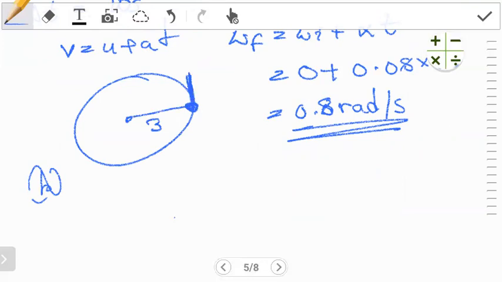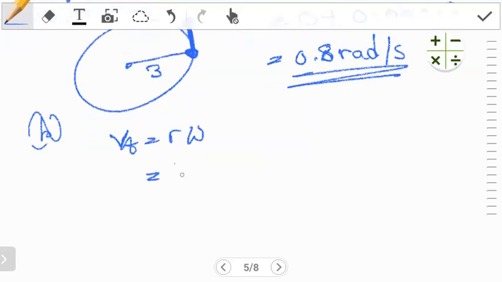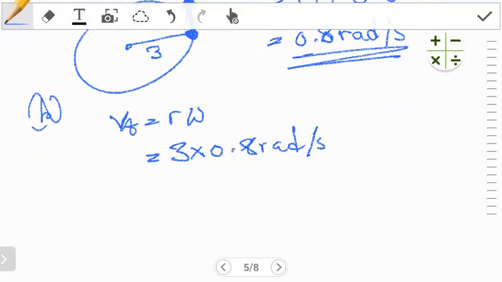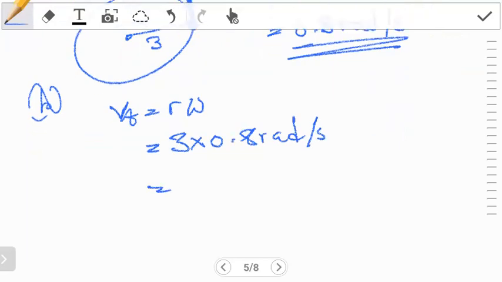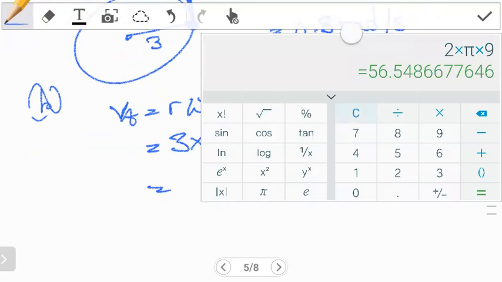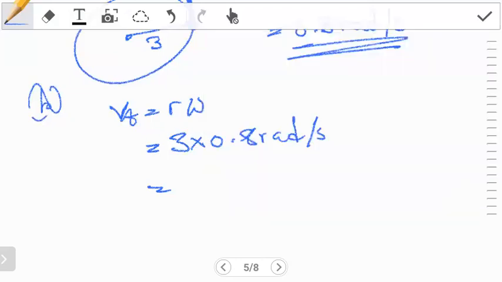His tangential velocity relates as we saw: the tangential velocity is given as the radius multiplied by the angular velocity. So if we multiply the radius by the angular velocity, we get the tangential velocity. We have 0.8 times 3, and we get 2.4 meters per second. Okay.